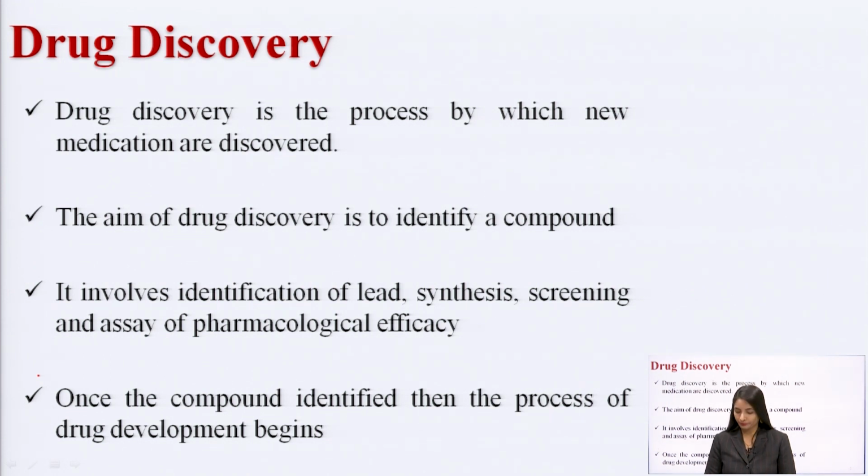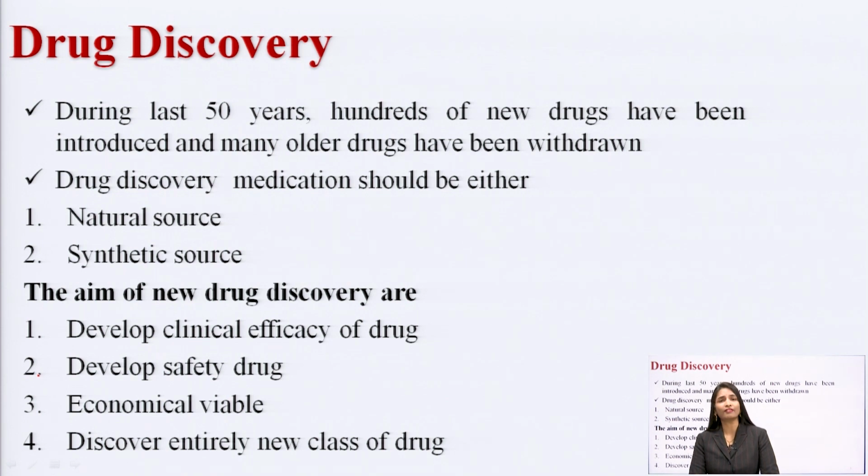First you identify the new compound and after that you move into the drug development process. If you look at the last 50 or 100 years, very few drugs have been identified and came into the market, and a lot of drugs have been withdrawn from the market. The reason is low efficacy or a poor therapeutic index, or high adverse drug reactions of a particular drug. To discover a drug we have mainly two sources: the natural source and the synthetic source.